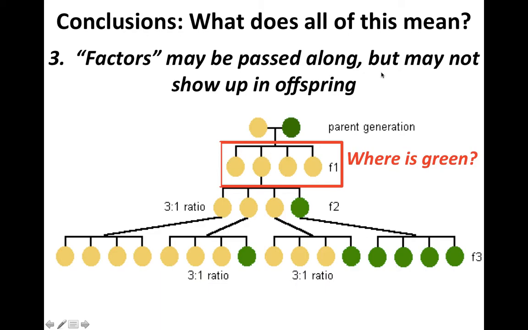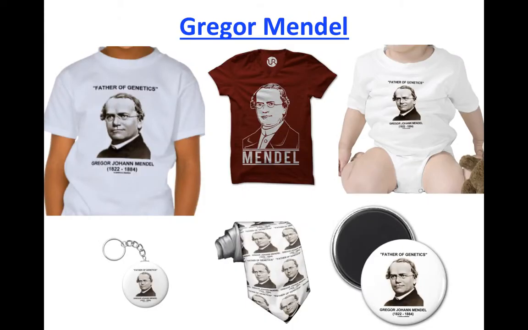And they could be passed along but not show up in the offspring. So the example for that one were the white flowers, okay? Where basically we took a purple and a white flower, but then that offspring that we had right there, every single one of those were purple. So where did the white go, okay? And that happens in us as well, okay? Always happens in us. All right.